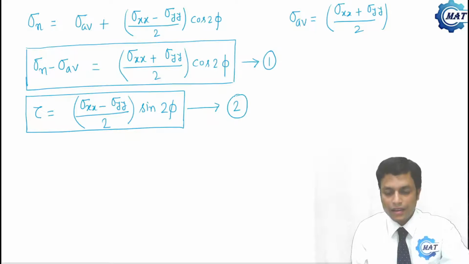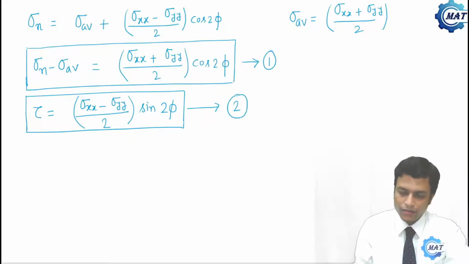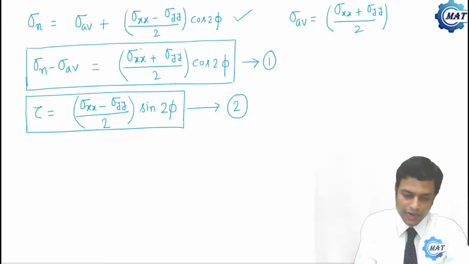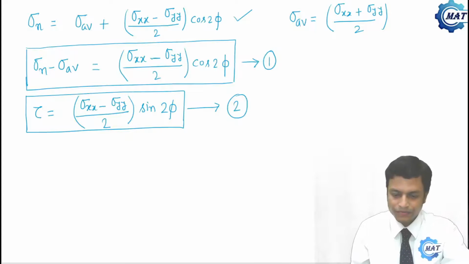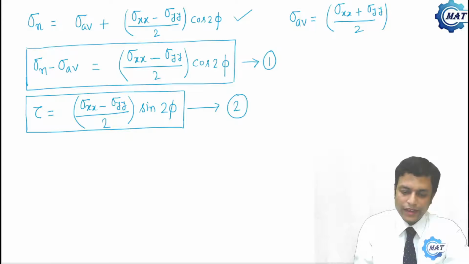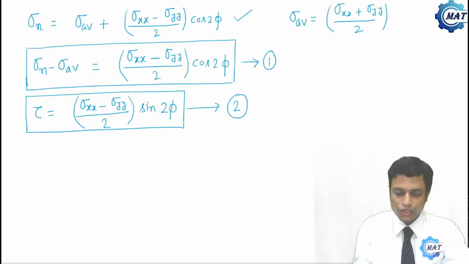Now please make a correction because I have made one mistake. In equation 1, sigma n minus sigma average, this sign will be minus here. This was minus, so this will be minus. So we got two equations, one for normal stress and another for shear stress.